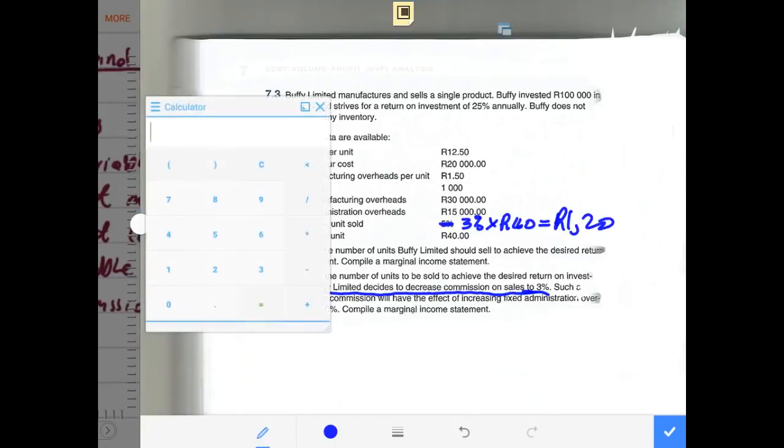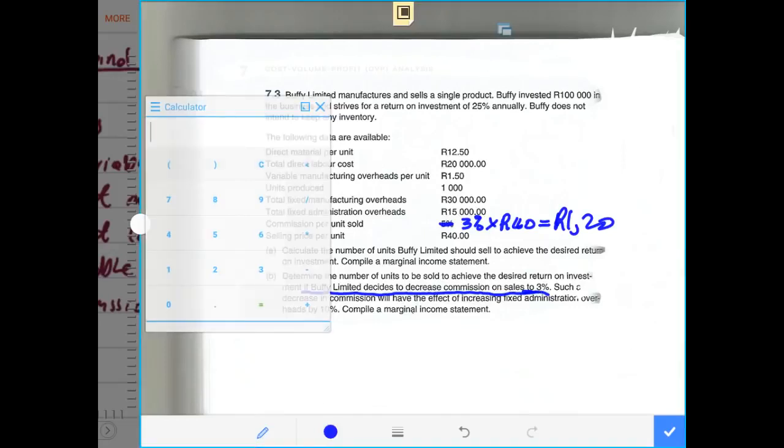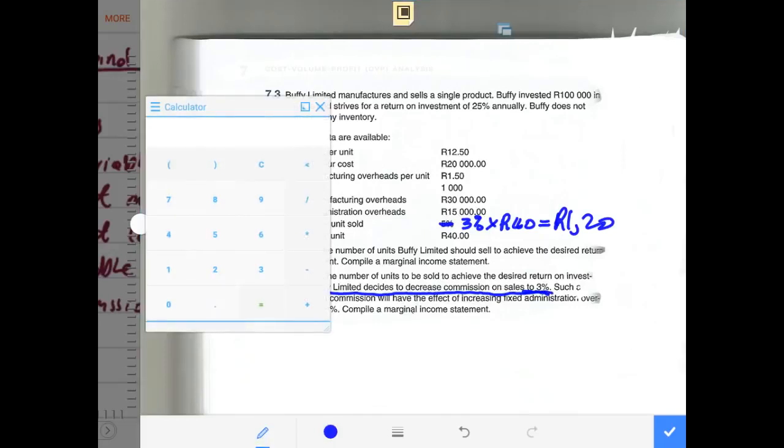Now if you wanted, you could have said the commission decreased by 2%. Therefore, if it decreases by 2%, that will mean 2 divided by 100 times 40. That means the commission decreased by 80 cents.